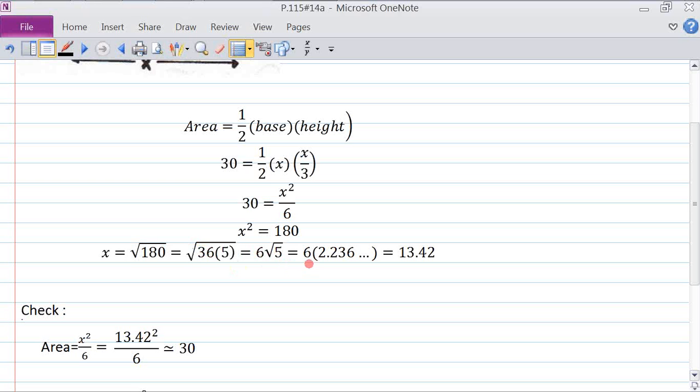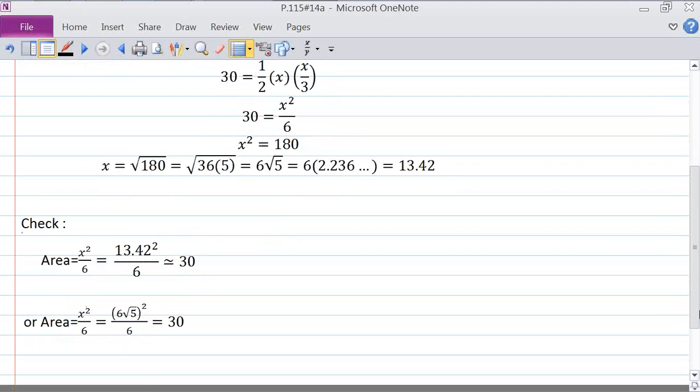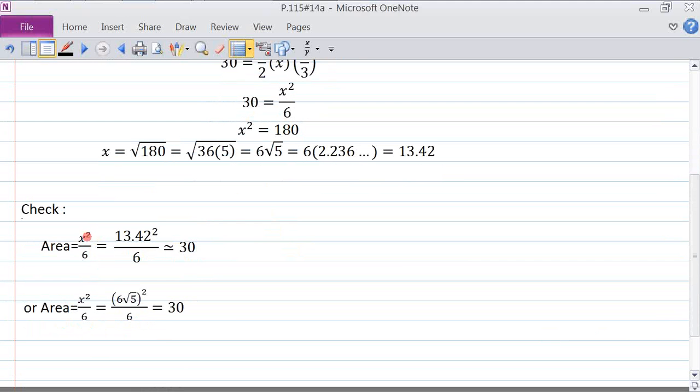Square root of 5. 6 times approximately 2.236, which is the square root of 5. I get approximately 13.42 as the value of x. Now I can check the area. The area is x squared over 6, 13.42 squared over 6, and this works out approximately to 180. 180 over 6 is approximately 30.